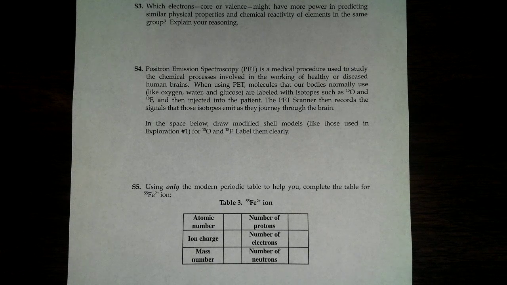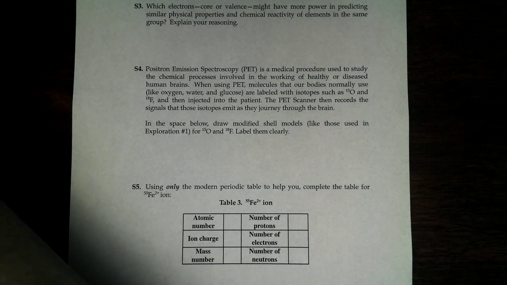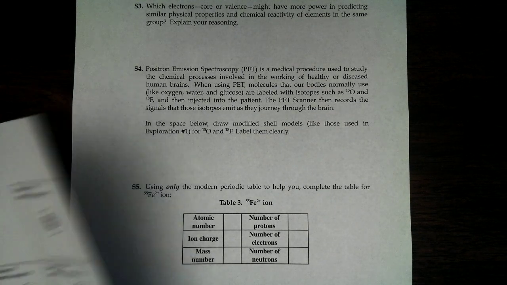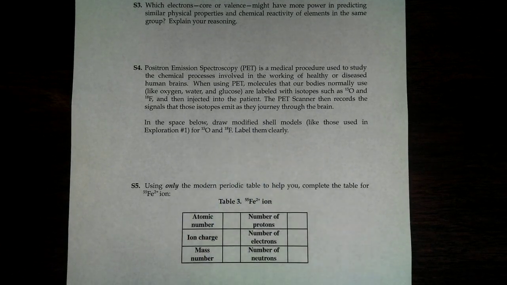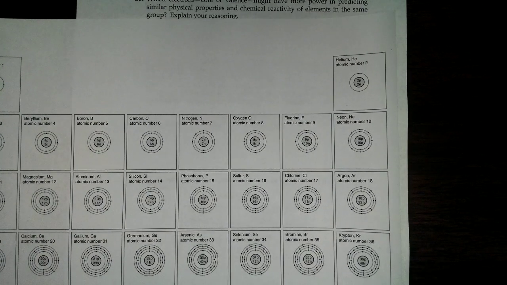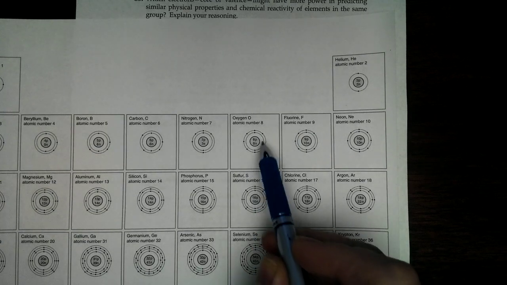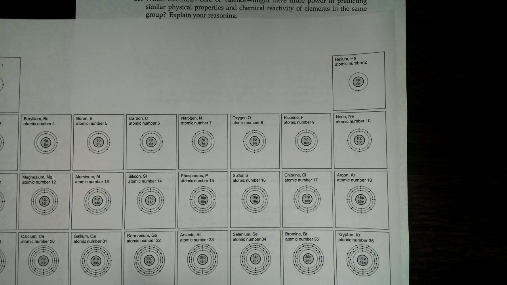So in the space below, draw modified shell models like those used in exploration number 1 for 15O and 18F. Label them clearly. So this is hitting on the concept of isotopes. Well, the 15 and the 18 are the atomic mass, and the atomic mass is the combined number of protons and neutrons in something. So if I look at the quote-unquote normal version of oxygen here, oxygen has 8 protons and 8 neutrons, which collectively is 16.